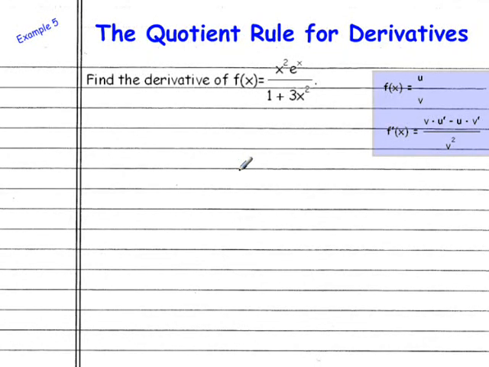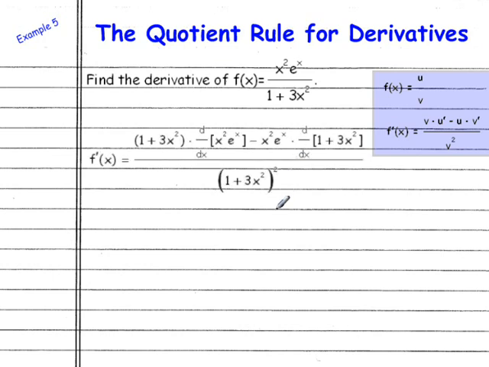Our example 5 requires that we do a little bit more work than in our other examples or previous examples. So here we go. We find the derivative of the function f of x equal x squared times e to the x, all divided by 1 plus 3x squared. Well, it's apparent to us that we're needing to use the quotient rule. So we apply that quotient rule, and here's the derivative that we get.